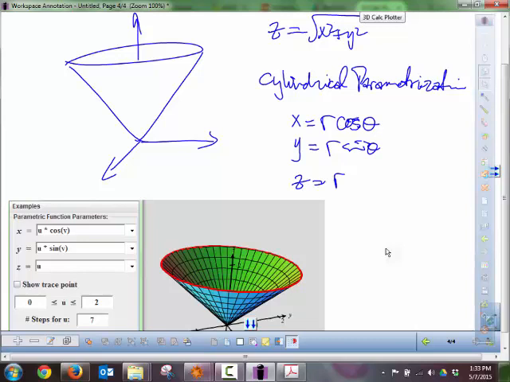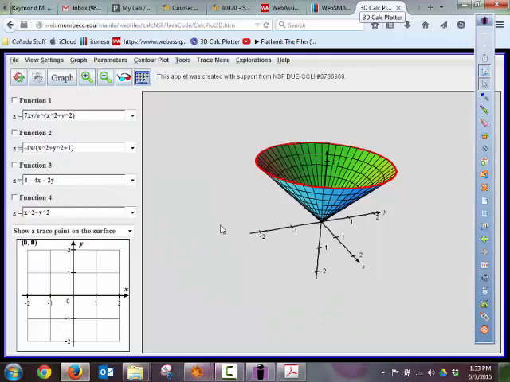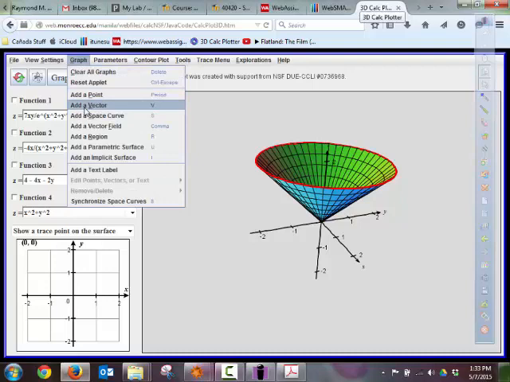So what's happening with the shift? What if we shift it? How do you want to shift this? So let's take a look at our cone parameterization again, and let's shift it somewhere. I don't know where. Where do you want to shift it? Negative 2 in the x-axis.